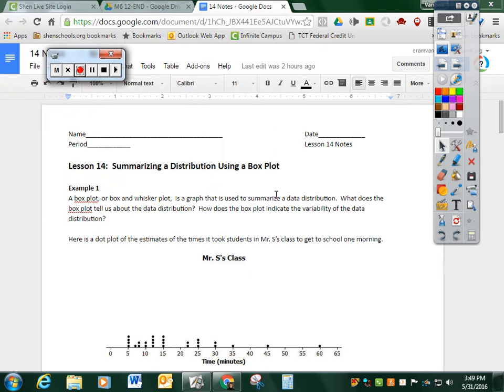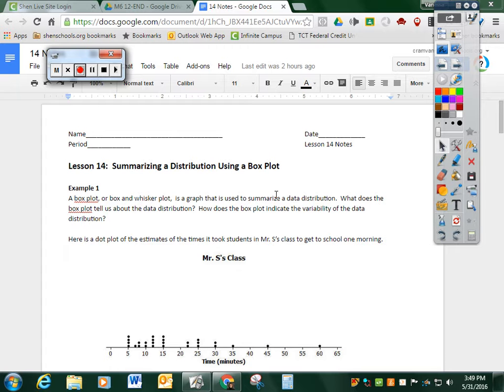Lesson 14, Summarizing a Distribution Using a Box Plot. Example 1. A box plot, or box and whisker plot, is a graph that is used to summarize a data distribution. What does the box plot tell us about the data distribution? How does the box plot indicate the variability of the data distribution?